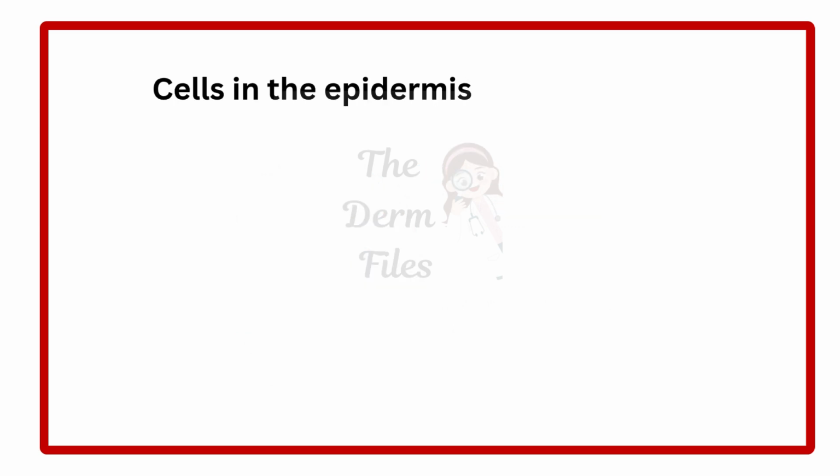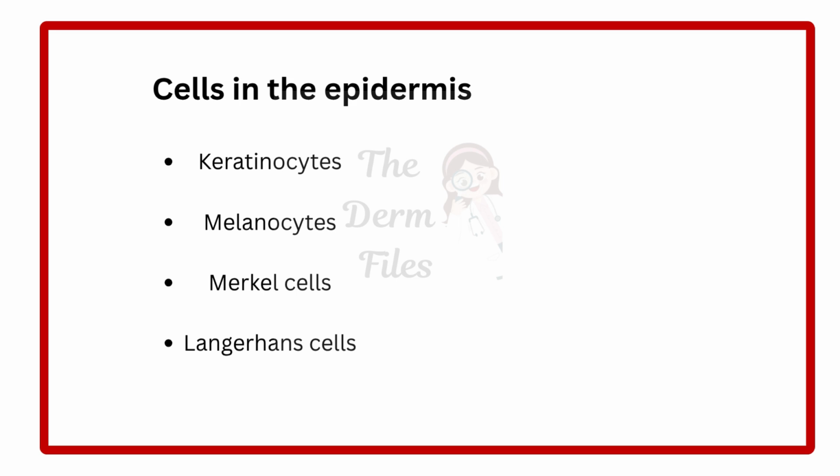The other cells in the epidermis are pigment-producing cells or melanocytes, mechanoreceptors, Merkel cells, and antigen-presenting cells, Langerhans cells.